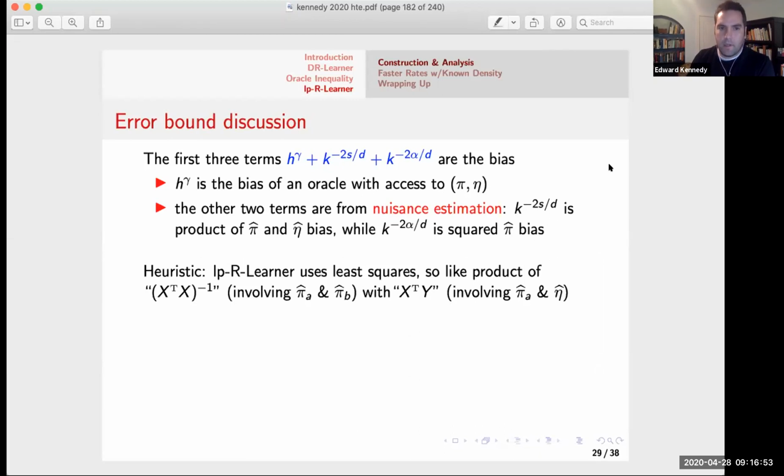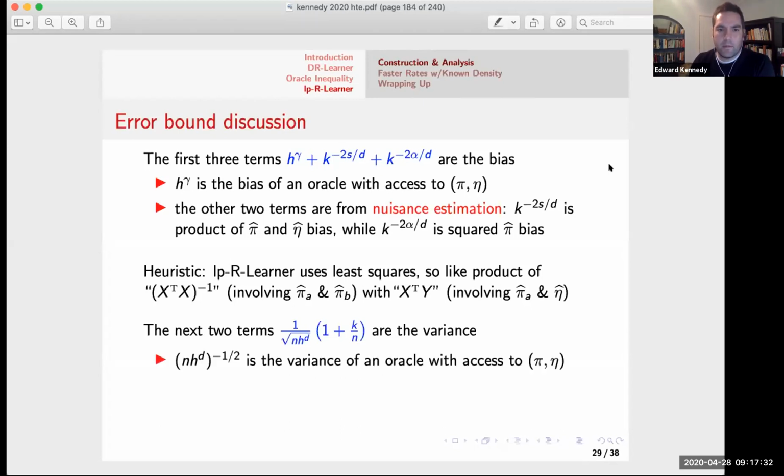So this method, which I don't think I said the name of, I'm calling it the LP-R learner. So it's an R learner that's a local polynomial extension. So this is just a kernel weighted least squares. It has some weird sample splitting and stuff, but essentially it's a least squares estimator. And so it has an X transpose X inverse type term that involves the propensity score estimates. That's where the squared propensity bias is coming from. And it has an X transpose Y type term, which involves the propensity score and the regression estimates. And that's where the product bias is coming from. So this is sort of what we should expect to get. So those are the 3 bias terms.